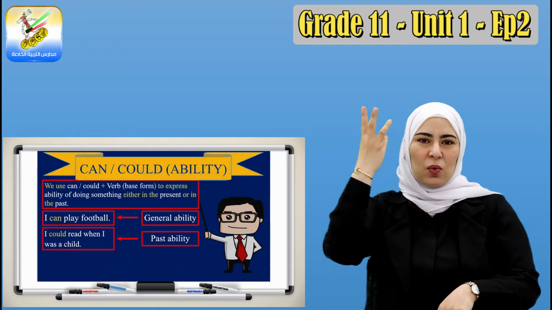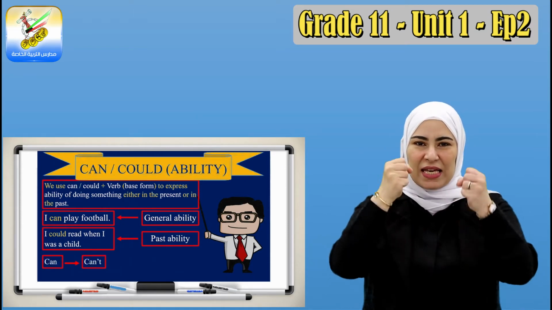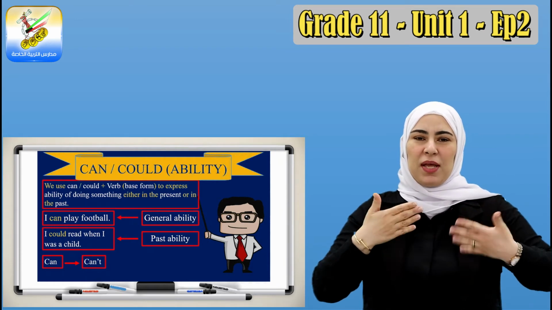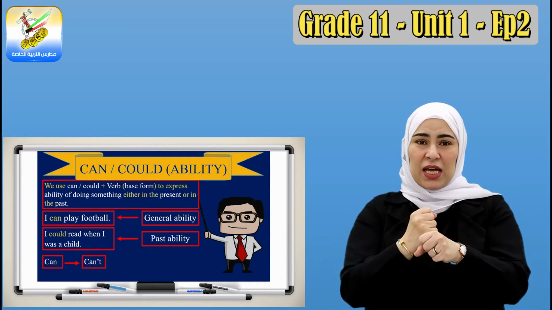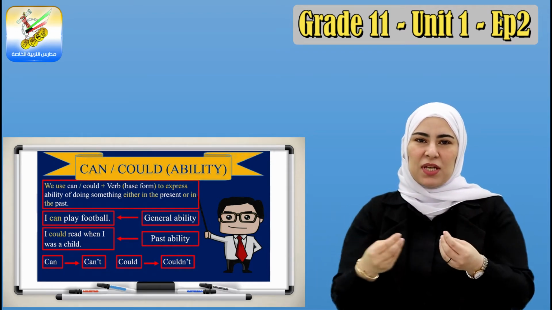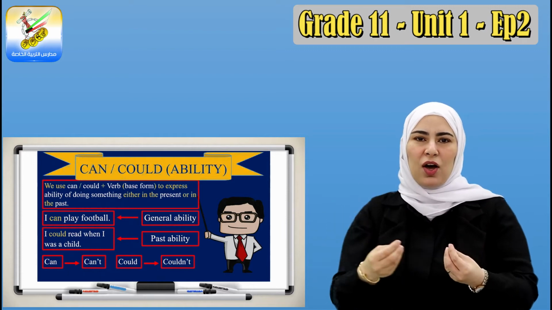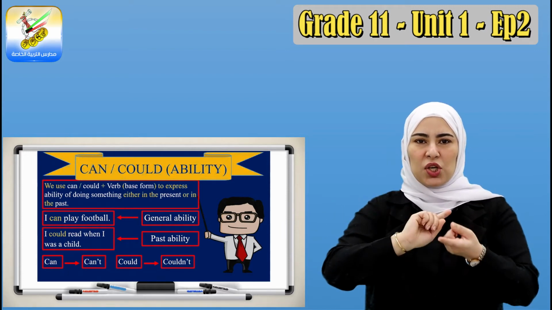Notice the example, I can play football. If we used can't play football, here you are expressing inability. And the same thing applies for could and couldn't. We use can for present, could for past.